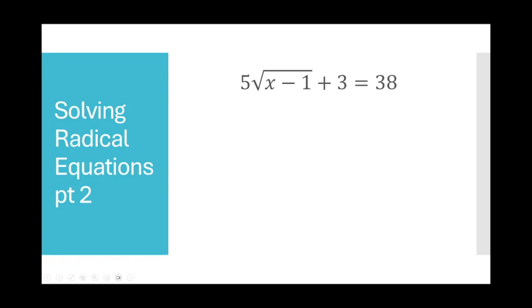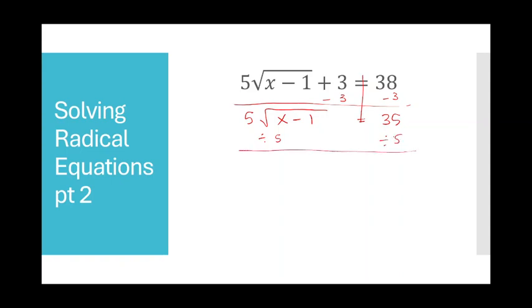So going backwards through those steps, I said the last thing we would have done is add 3, so I'm going to subtract 3 from both sides of this equation. And I've got 5 times our radical term. I'm going to get rid of that times 5 and divide by 5 on both sides of my equation. And now I'm down to just that radical term on one side.